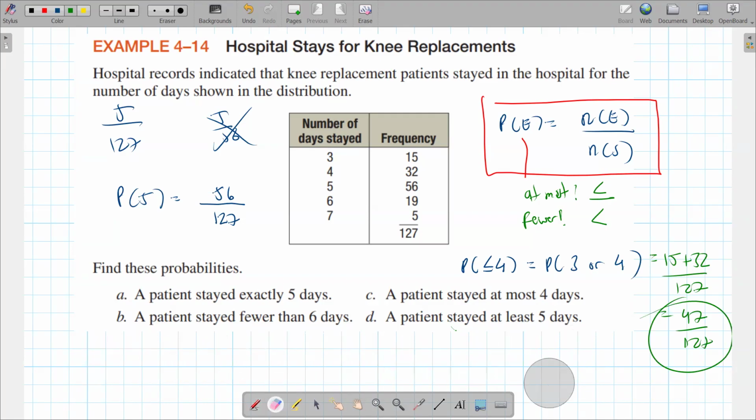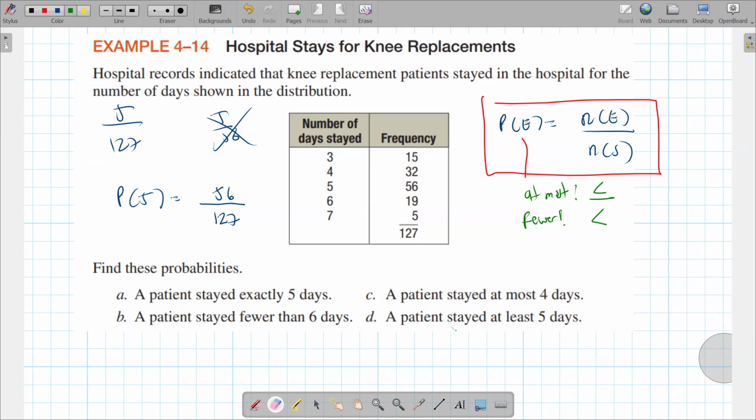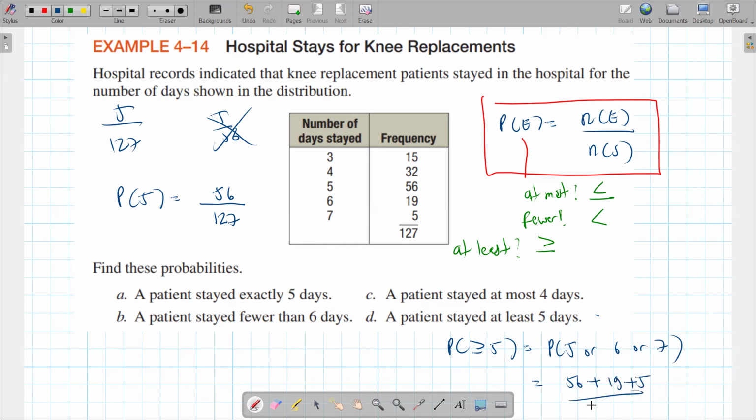The last one, D. A patient stayed at least 5 days. You know what at least means? It's greater than or equal to. So we're looking for 5, 6, 7. What about 5 itself? Yes, at least means 5 itself is included. If it said greater than 5, then 5 would not be included. So here it'll be 5 or 6 or 7. So 5 is 56, 6 is 19, 7 is 5 over 127. That's 80 over 127.